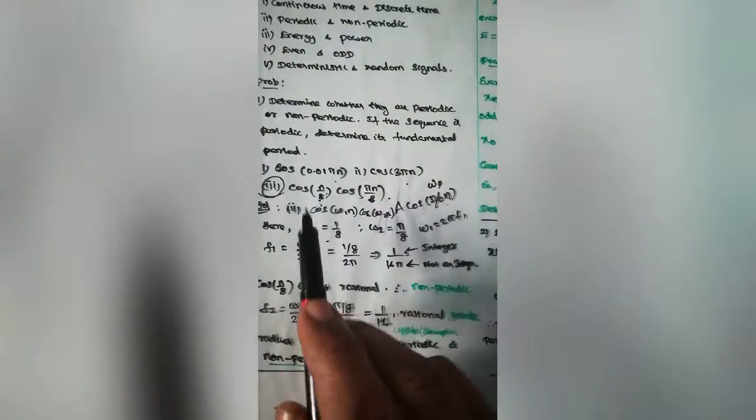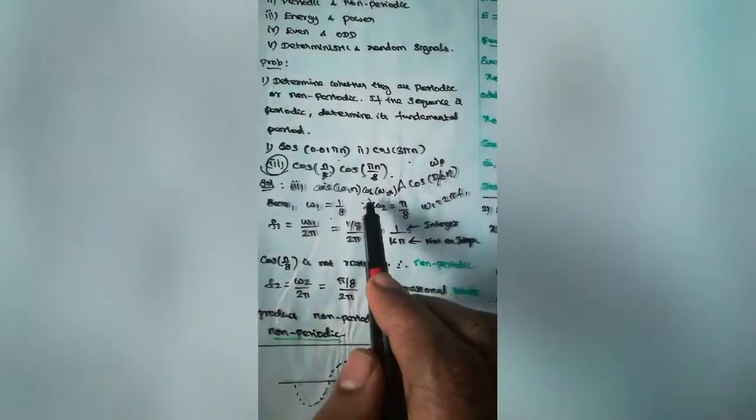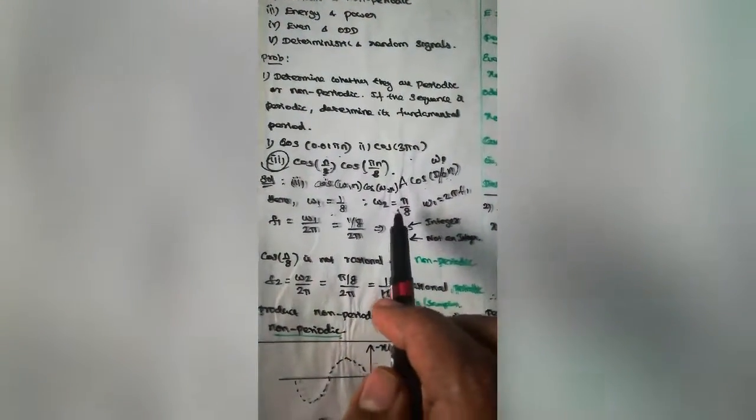Now the discrete time signal given here is omega 1 n into omega 2 n. So here omega 1 is equal to 1 by 8 and omega 2 is equal to pi by 8. Just compare with the standard function. For omega, you know the formula: omega is angular frequency, which can be represented as 2 pi f1. From this equation you find f1, so f1 is equal to omega 1 divided by 2 pi.